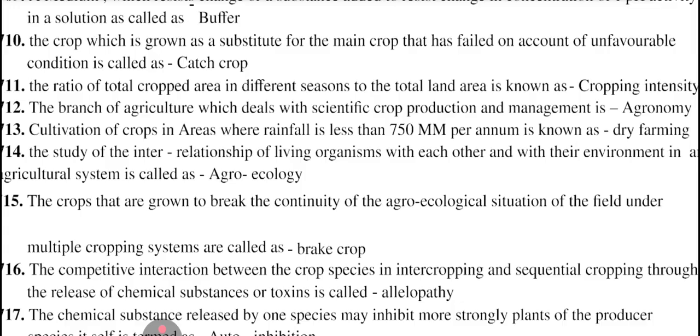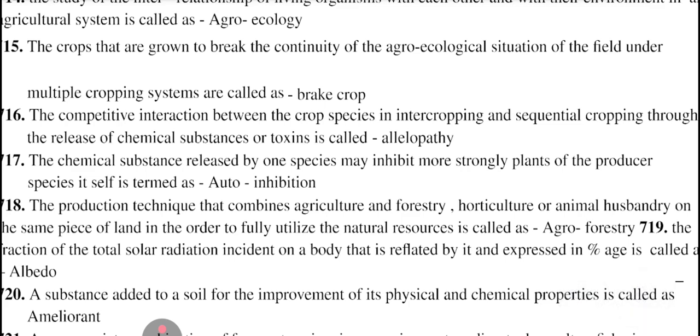The study of interrelationship of living organisms with each other and with their environment is agroecology. The crops that are grown to break the continuity of an agroecological situation in the field under a multiple cropping system are called break crops. The competitive interaction between crop species in intercropping and sequential cropping through the release of chemical substances or toxins is called allelopathy.